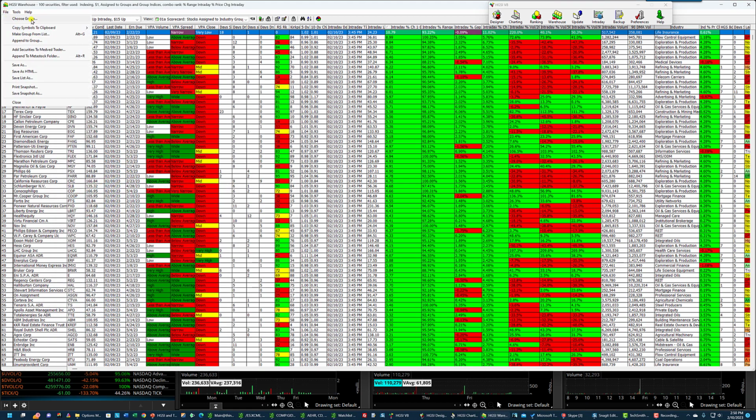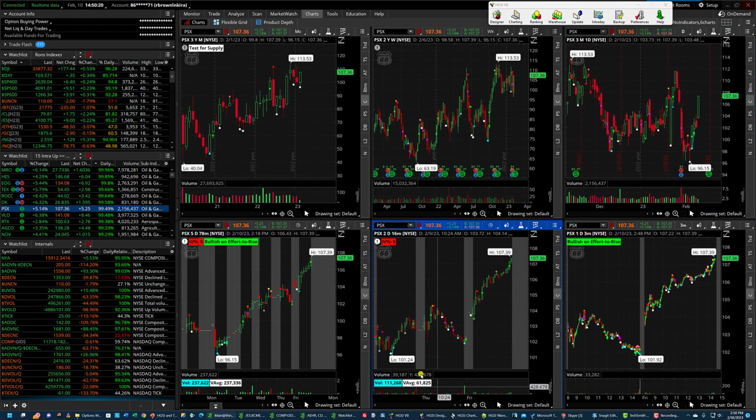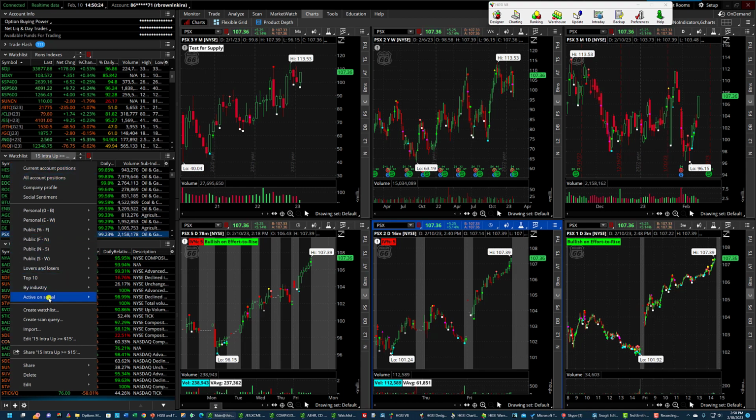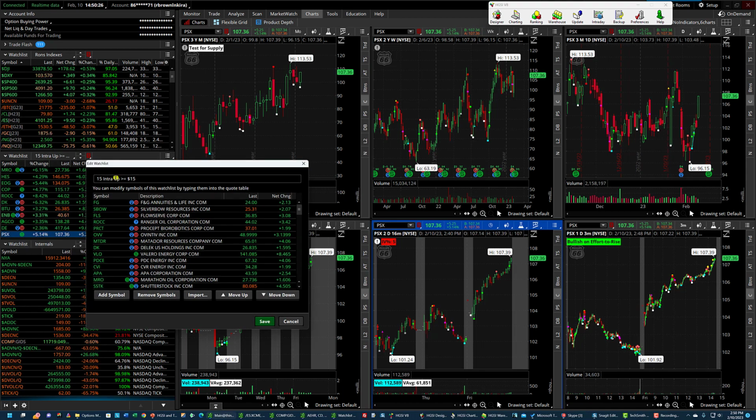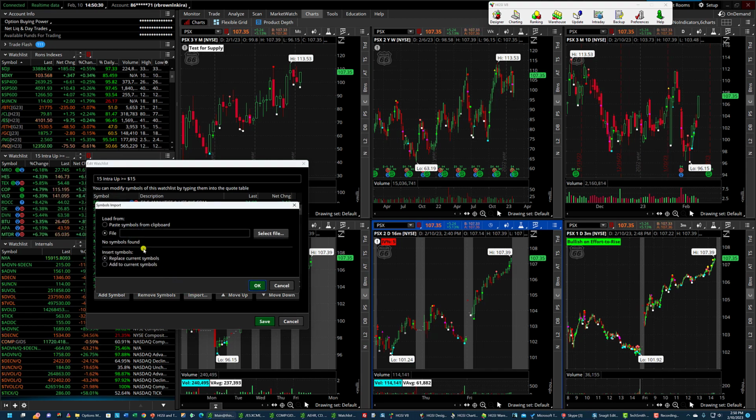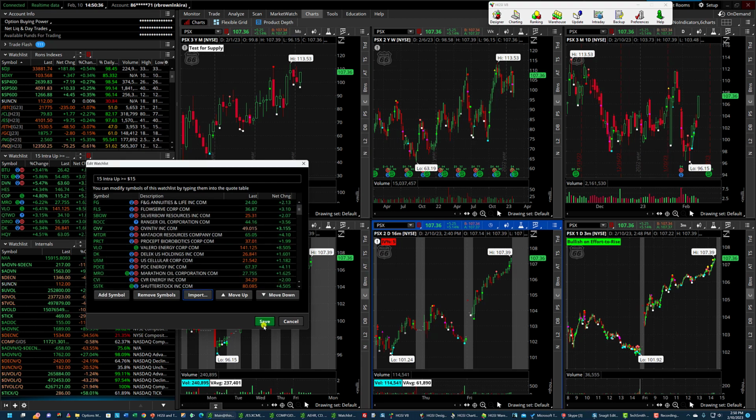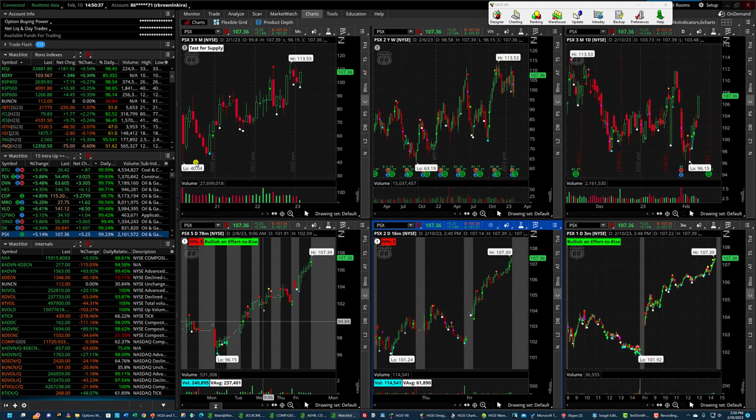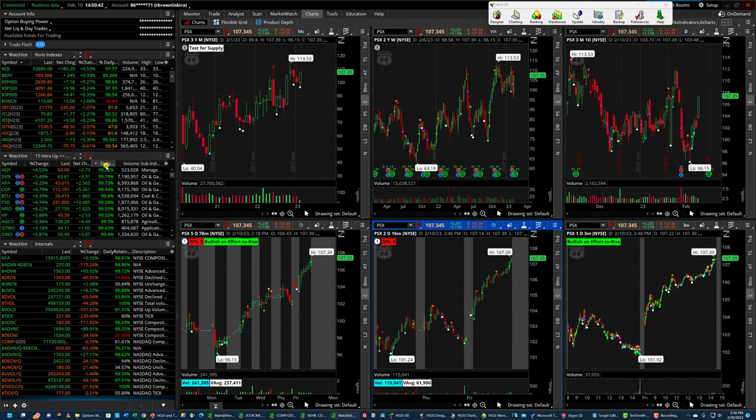Now what I'm going to do is take this group here. I'm going to copy these symbols to the clipboard. I'm going to click down here on HGSI. I've got a group here called intraday up greater than 15. I'm going to import this. I'm going to paste these symbols from the clipboard and replace the current symbols. Click on this, and I'm sorted on the percent range.